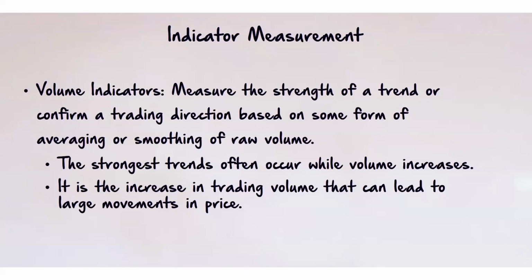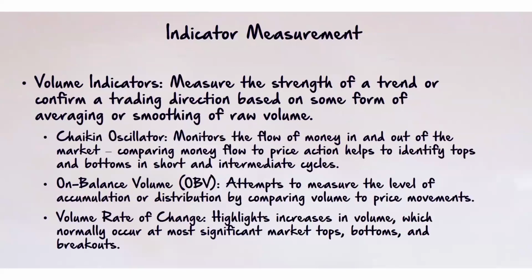The volume will help you to know whether the trend is strong or weak. The volume indicator will help you to determine that. So volume indicators measure the strength of a trend or confirm a trading direction based on some form of average or smoothing of raw volumes. Something like the tracking oscillator, the on-balance volume, call it OBV, then the volume rate of change. These are indicators that you can use as volume. Another thing that can also give you volume is the MACD. You can also use the MACD as a volume indicator.